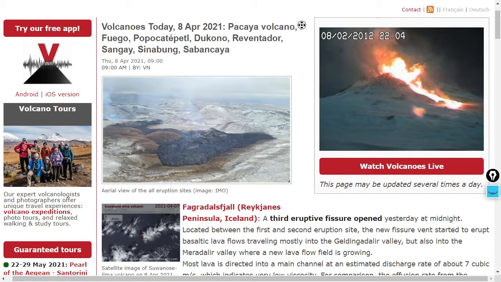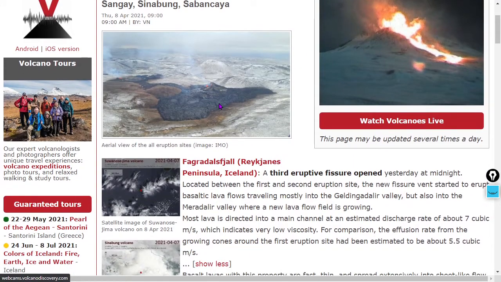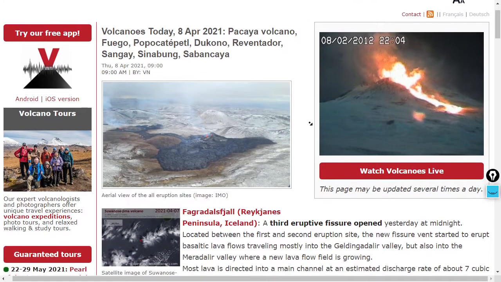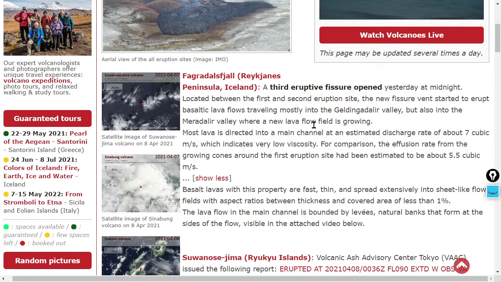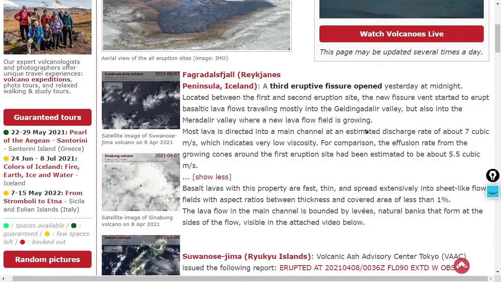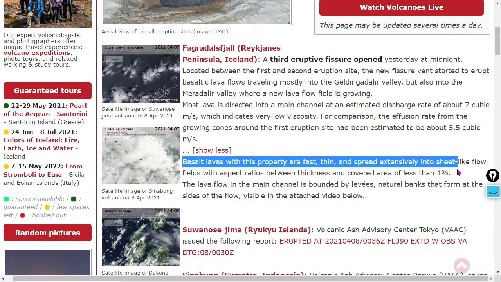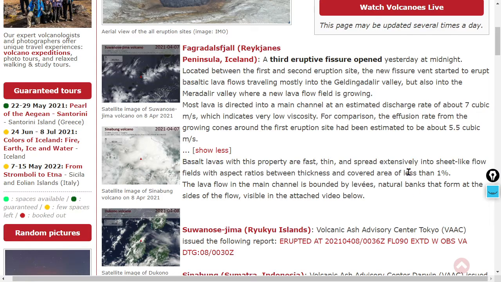Let's see what volcanoes are erupting now. Fagradalsfjall certainly is still erupting. And here's a great aerial view. You can see the way it's filling up its crater valley. Super interesting. And low viscosity lava. Very low viscosity, to the point where it's only 1% thickness. So it just lays down like a very thin liquid, folks. It's like, I don't know, like maple syrup.